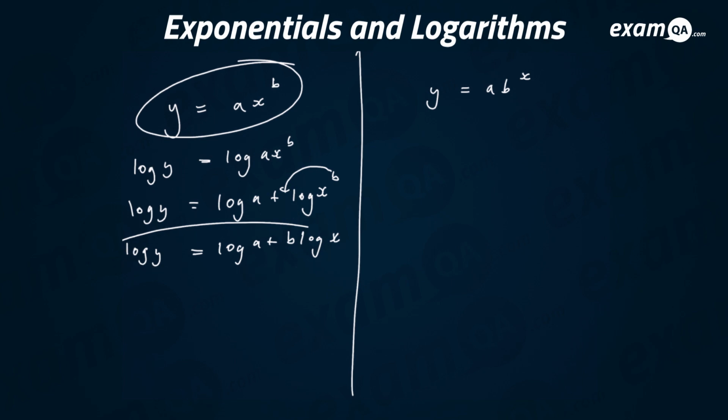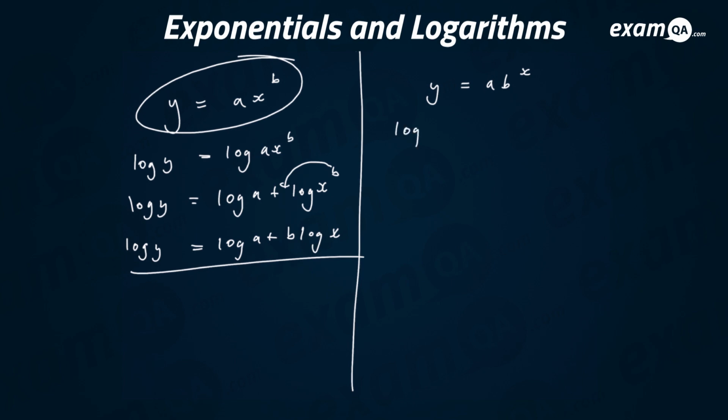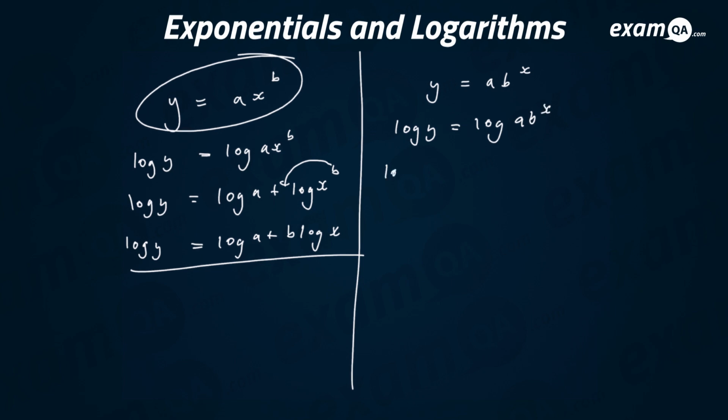Now we're going to do the same thing for the other form. Right now we've got this form, so let's do it for this version. We're going to take logs of both sides. So log y equals log a b to the power of x. Keep simplifying. So log y equals log a plus log b to the power of x.